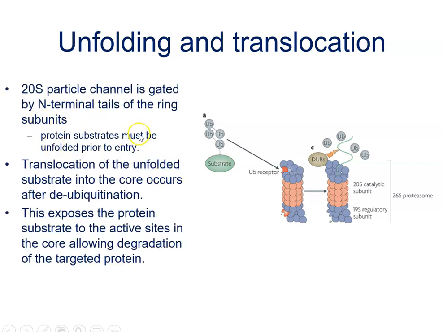The key point here is that the proteins must be unfolded prior to entry into the proteasome, and they're effectively threaded through. Now, when we get proteins coming out of the other side, they are short peptides, so they're anywhere from a few amino acids up to 20 or 20 plus amino acids. And these are quite important.